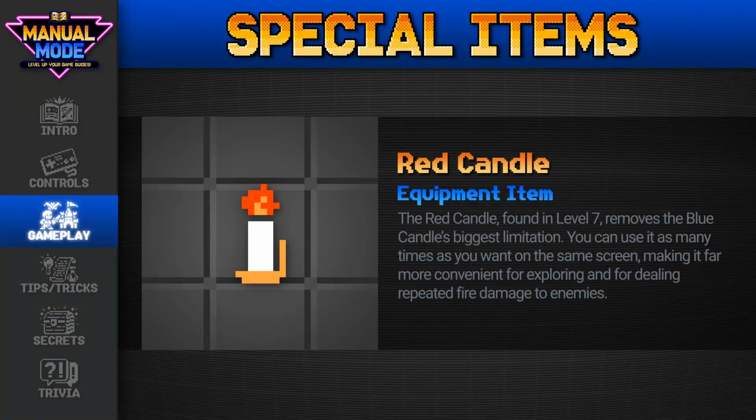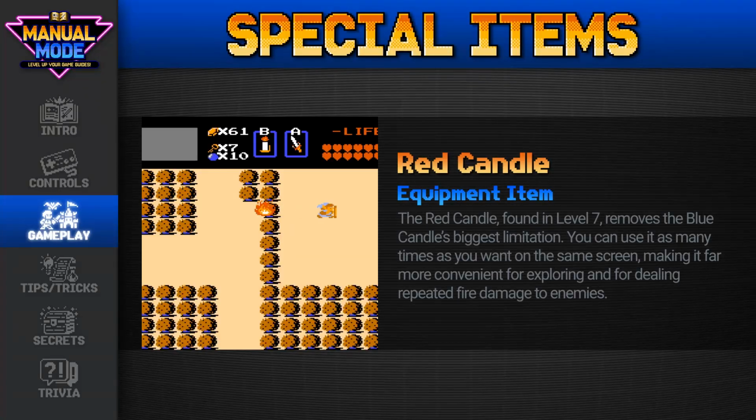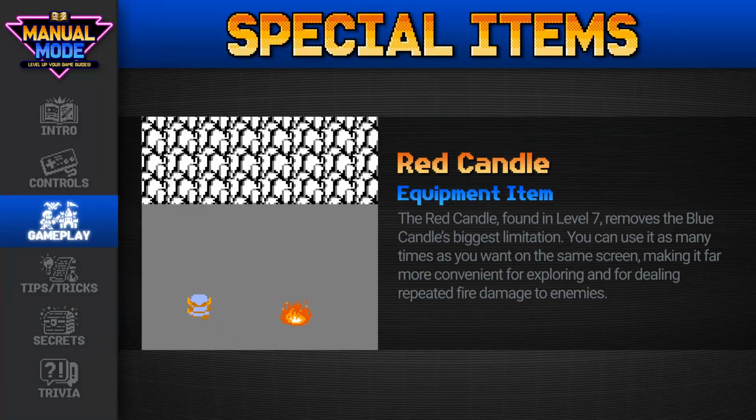The red candle, found in level 7, removes the blue candle's biggest limitation. You can use it as many times as you want on the same screen, making it far more convenient for exploring and for dealing repeated fire damage to enemies.